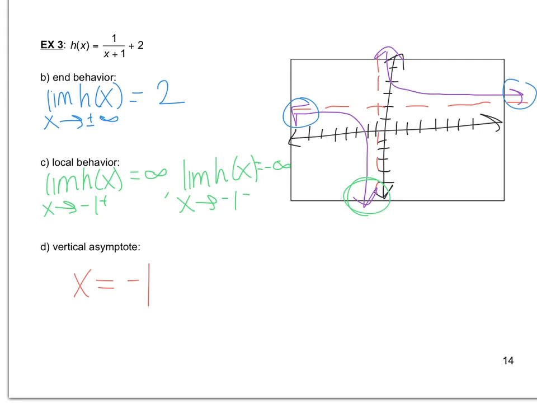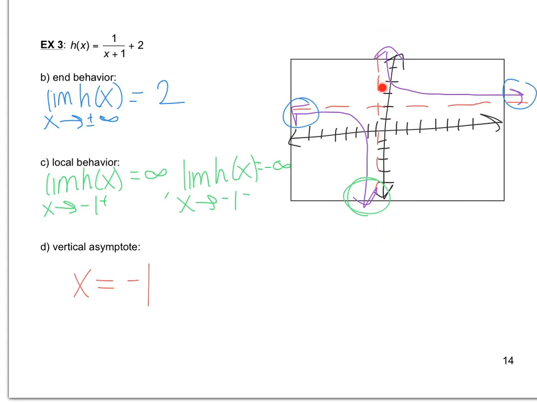Okay, so if you went ahead and paused it and tried this one on your own, you can compare your work to this. So you should have graphed something similar to this and seen that the ends of the function, regardless of either in the positive or negative direction, were both approaching the value of 2. So the limit of h of x as x approaches positive or negative infinity is 2. The local behavior that we're interested in occurs at x equals negative 1.